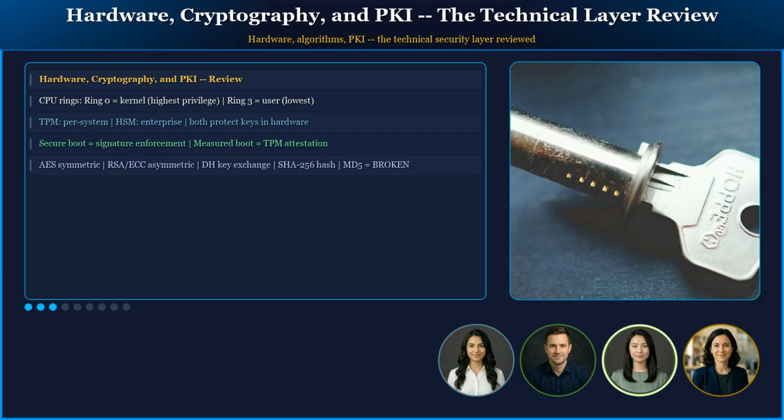Transport Layer Security 1.3 requires forward secrecy through ephemeral Diffie-Hellman. IP Security AH is authentication only. IP Security ESP is authentication plus encryption. Tunnel mode wraps the entire original packet. Transport mode only wraps the payload. VPNs use ESP in tunnel mode.